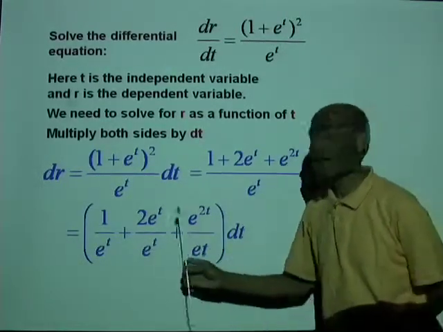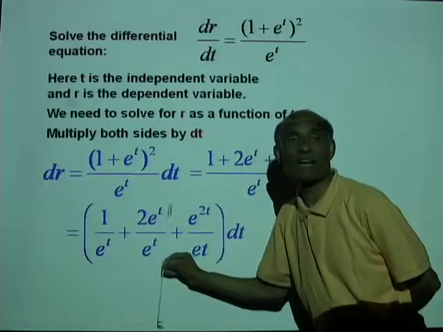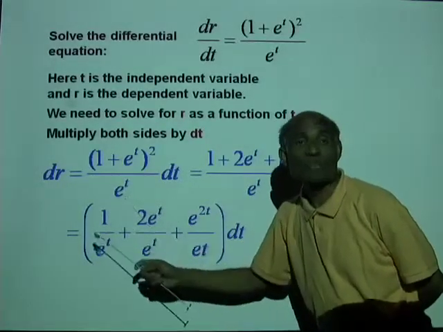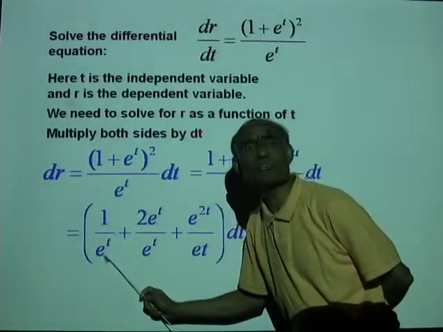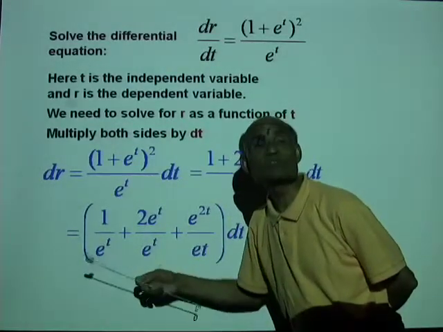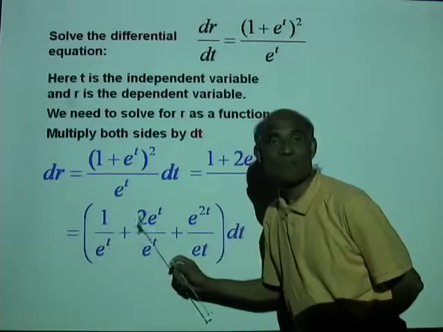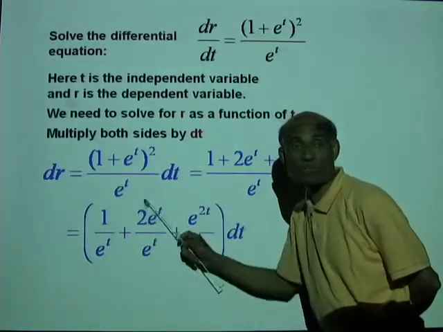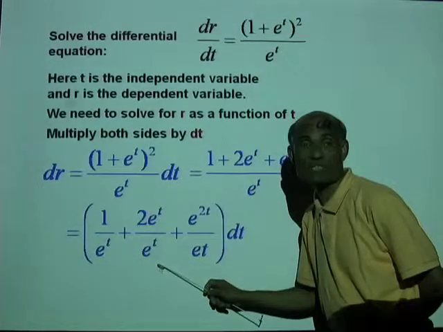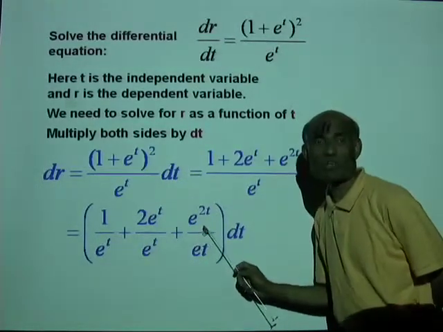Once you write it like that and simplify it, we can integrate each term. What is 1 over e to the power of t? It is e to the power of negative t. And here, 2e to the power of t over e to the power of t, the e to the power of t will cancel.